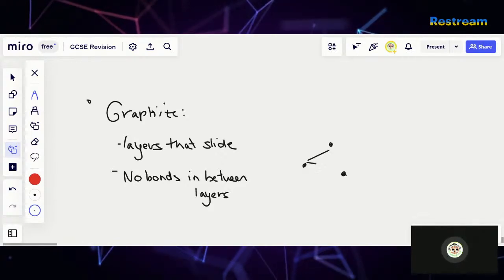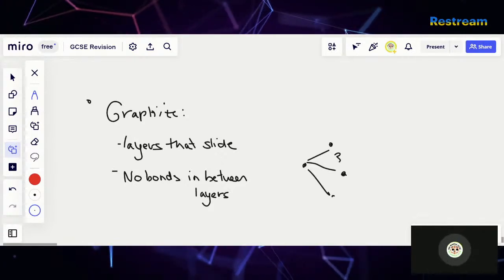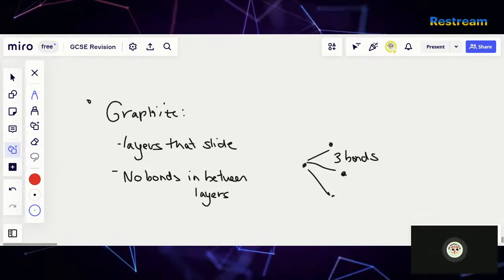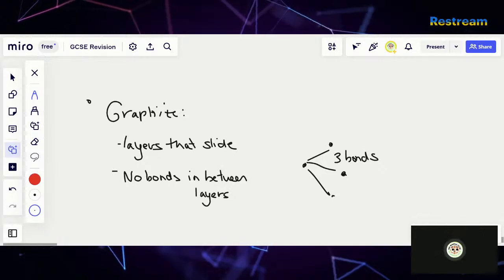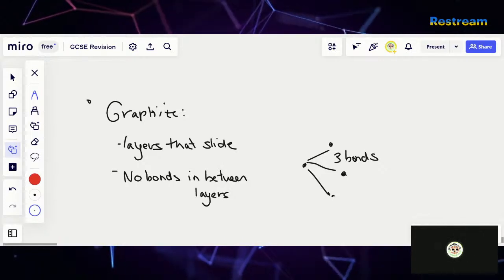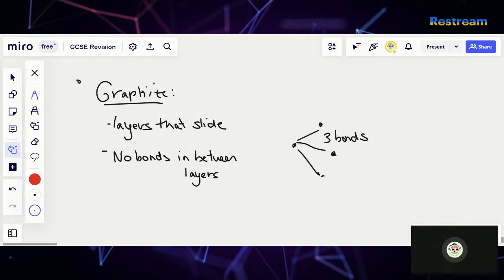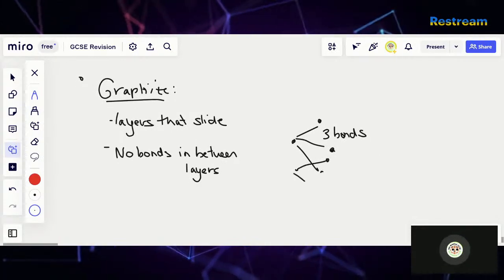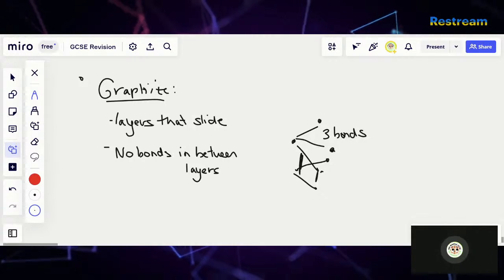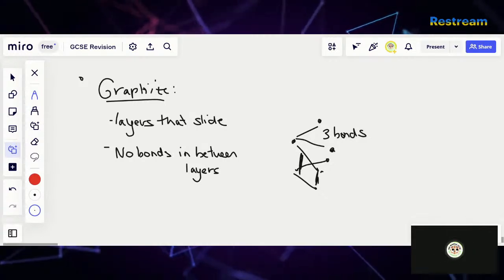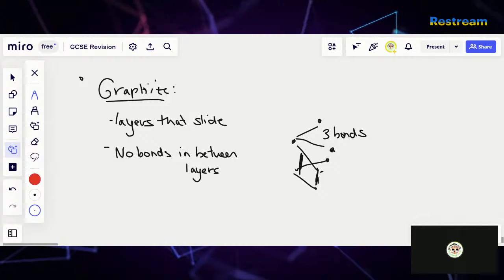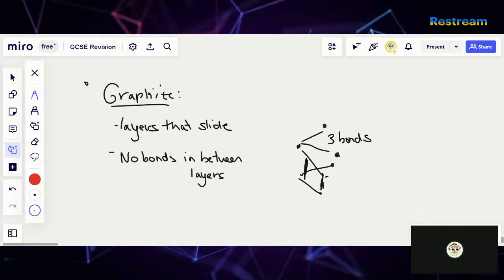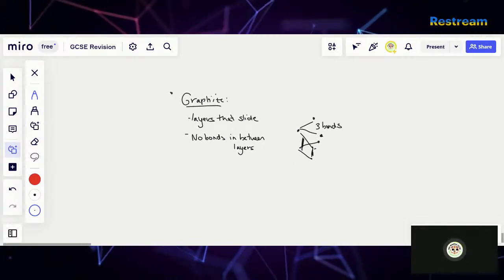So each carbon atom only forms 3 bonds. However, we know from the diamond structure that carbon, to be fully reactive, can form 4 bonds. This then means that there will be an extra electron in between, which means that they can conduct electricity, but also there's no bonds between the layers, which means that they can slide. Therefore, graphite can rub on paper. Okay, let's move on to the next question.